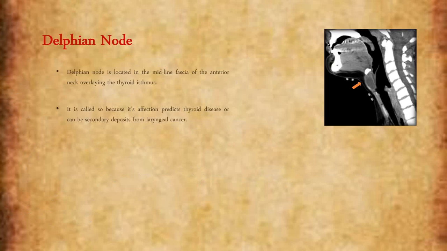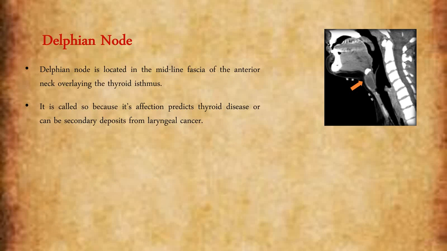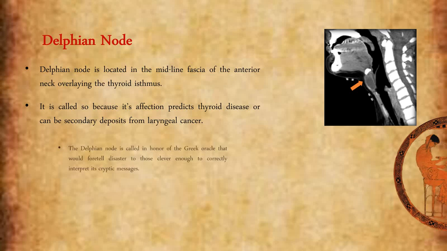Delphian node is an ominous sign. If they find it, it is a sign that something bad is going on in this area, for example a cancer. The Delphian node is located in the midline fascia of the anterior neck overlying the thyroid isthmus. It is so called because it predicts thyroid disease or can be a secondary deposit from laryngeal cancer.